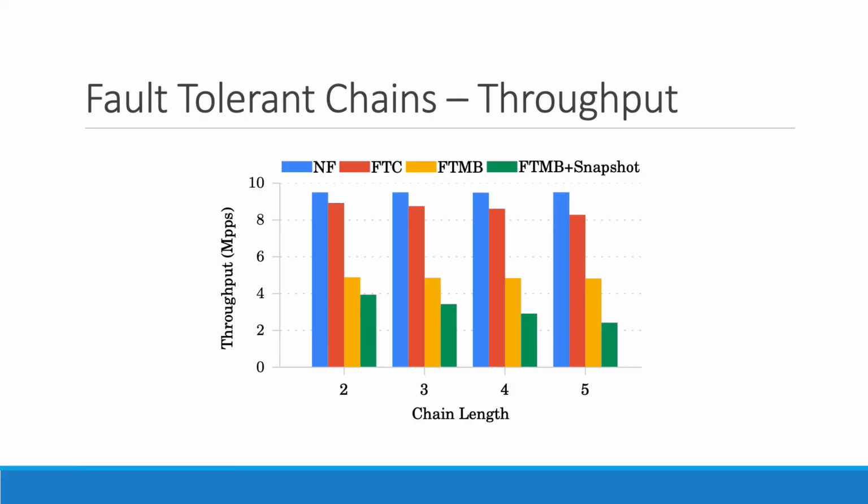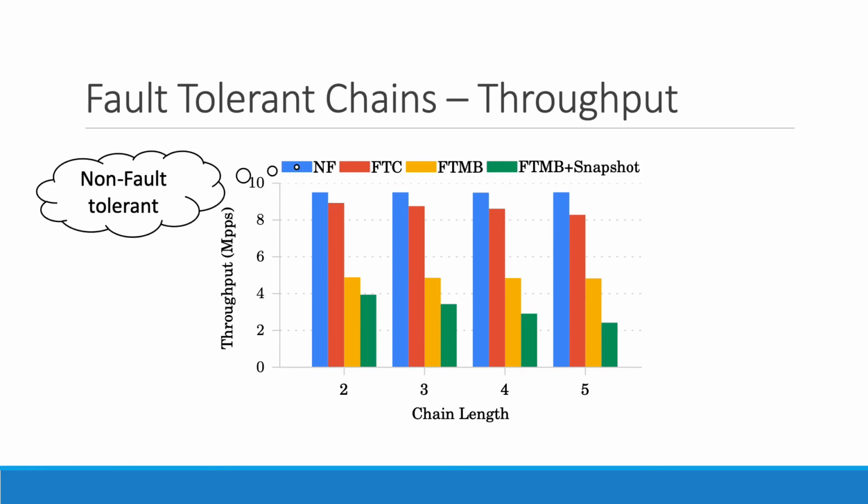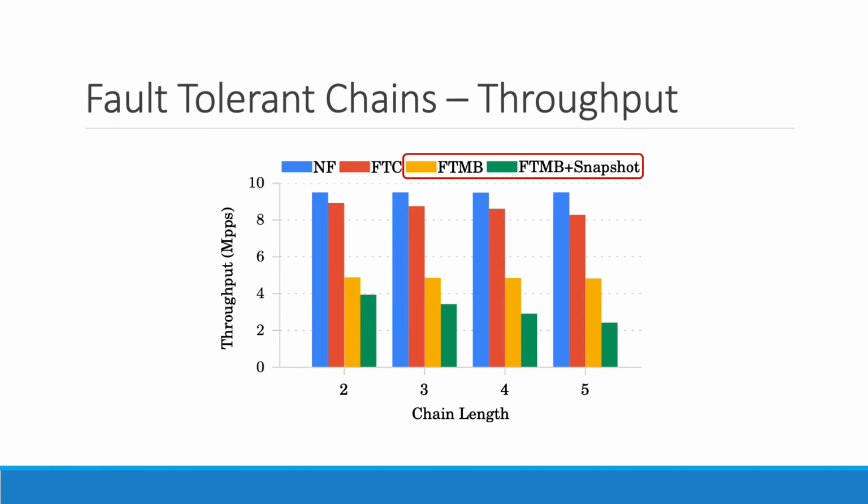For evaluation, we compare FTC with NF and FTMB. NF is a non-fault-tolerant system with ideal performance. FTMB uses state logging and snapshots to provide middlebox fault tolerance. We implement two FTMB versions with the snapshotting on and off.